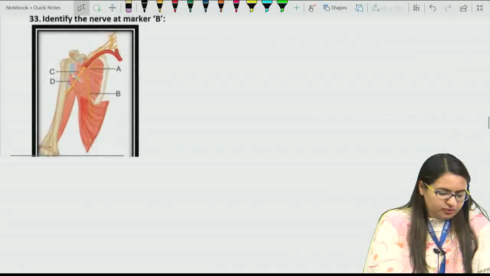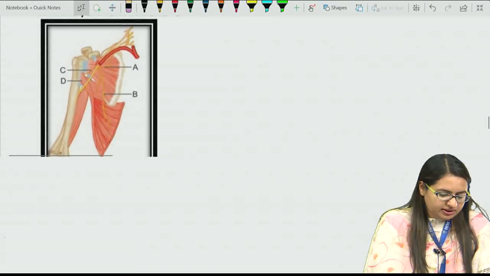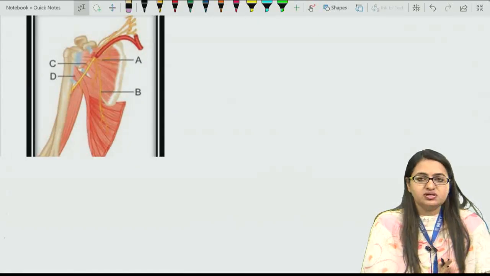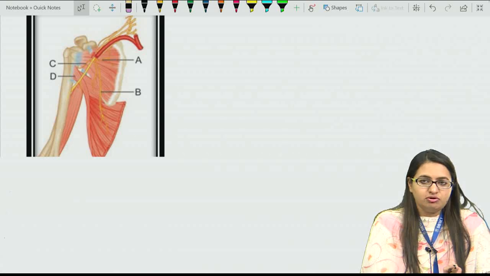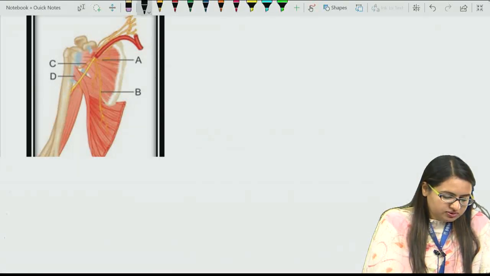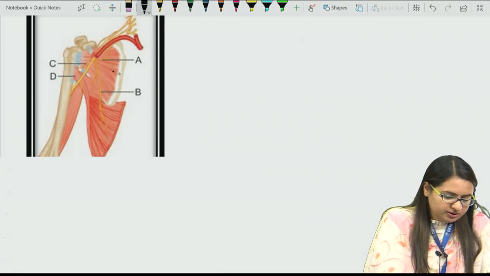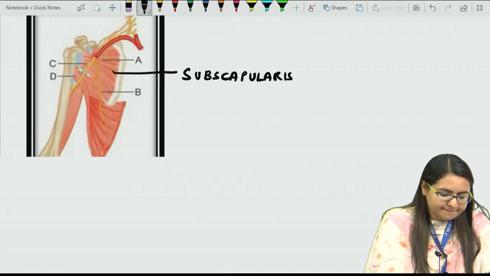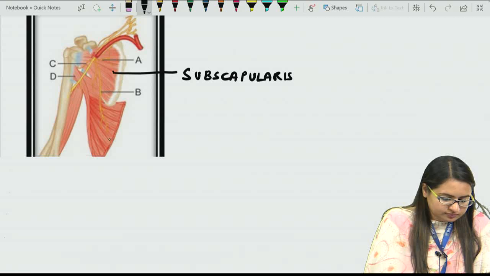In this question, we have to identify the nerve at point A and at point B. First of all, we will see this picture. This picture is of the axilla portion of the upper limb, and the muscles shown over here: this muscle is the subscapularis muscle. The muscle shown over here is the latissimus dorsi.